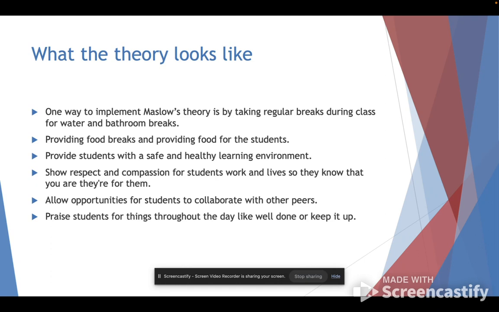Provide students with a safe and healthy learning environment. Show respect and compassion for the students' work and lives so they know that you are there for them. So that would be part of the love or belonging stage, them knowing that you're there to care for them, you're there to help them. Allow them the opportunities for students to collaborate with other peers. So again, the love and belonging stage, being able to have them work through that relationship with the peers. And then praise students for things throughout the day, like well done or keep it up.